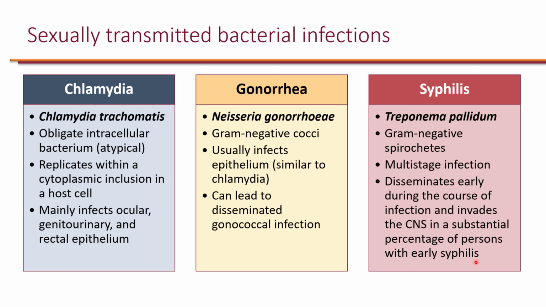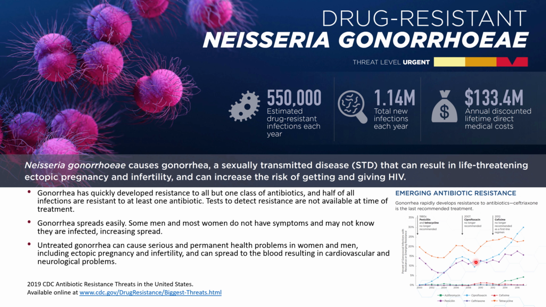This can happen at any time during the course of the infection. Now, when we look at resistance patterns, in regards to the report from CDC that was published in 2019, you can see that drug-resistant Neisseria gonorrhoeae is actually an urgent threat level. To put it in perspective, there are only 5 organisms that get the urgent threat level from CDC. That includes carbapenem-resistant Acinetobacter, Candida auris, Clostridioides difficile, carbapenem-resistant Enterobacterales, and drug-resistant Neisseria gonorrhoeae.